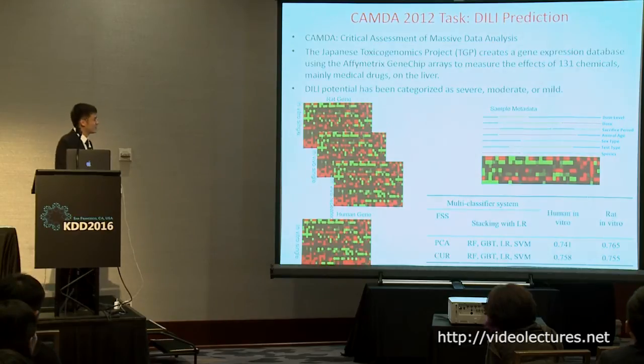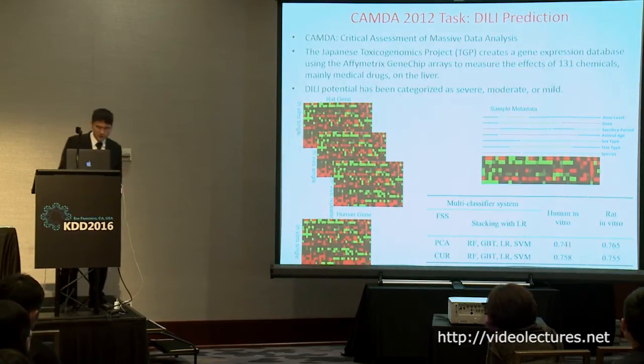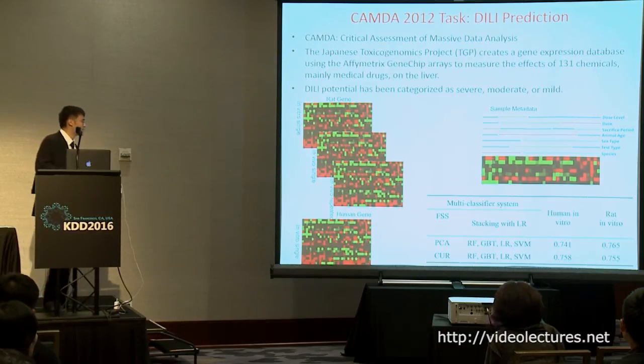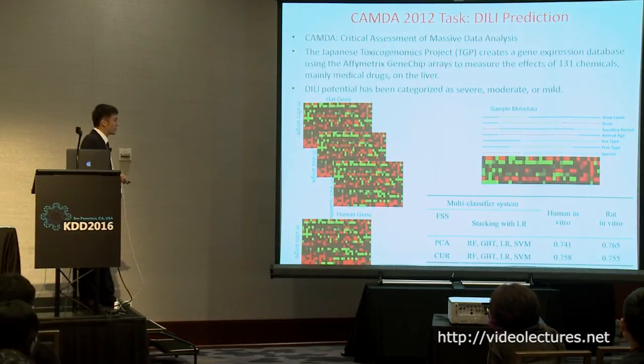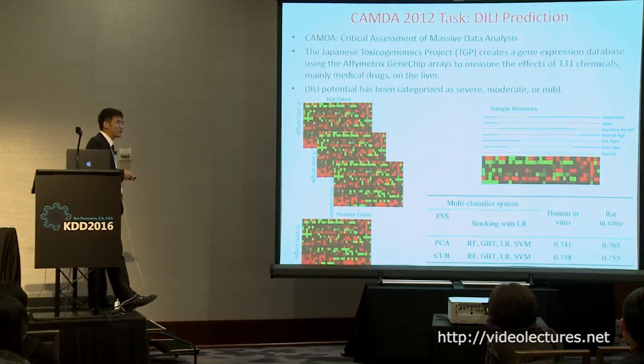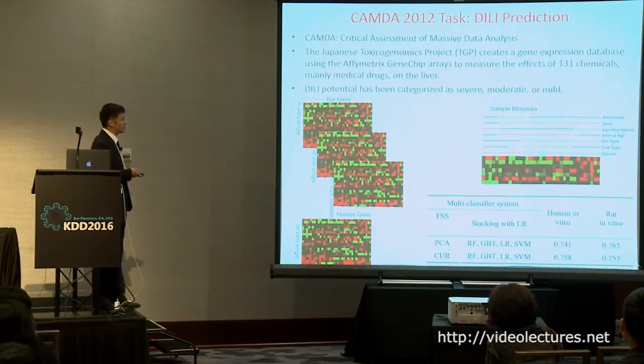And in the contest, people proposed a lot of very good algorithms, and the winning algorithm basically is a multi-classifier system. First, they do the feature selection, using PCA or CUR matrix factorization. And also, they do the stacking using logistic regression. They consider random forest, gradient boosting, logistic regression, and SVM. And then after they get the results, they use logistic regression to stack the results and do the prediction. And the result is pretty interesting.